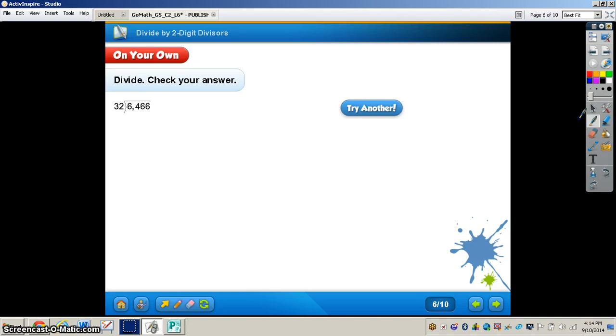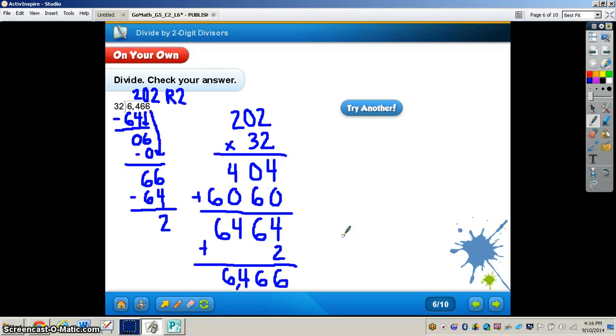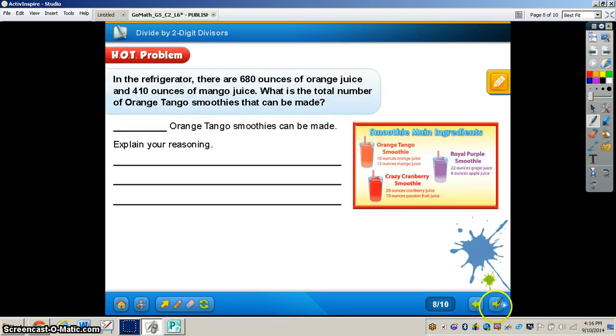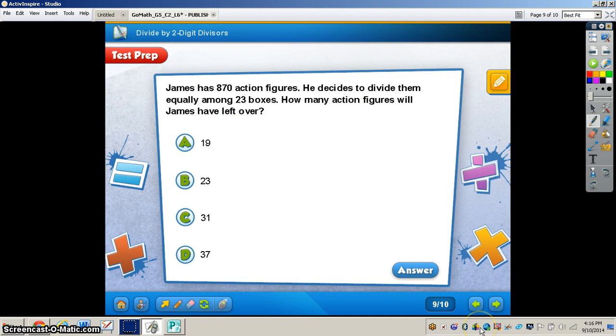If you need a refresher on how to check it, I want you to rewind this video and take a look at the steps that I did. So pause the video now. Okay, so here is the answer, 202 with a remainder of 2. You can see how I checked my problem. I multiplied my quotient and my divisor, and then once I had that product, I added my remainder for 6,466.